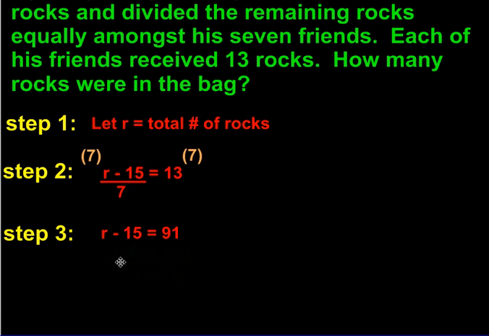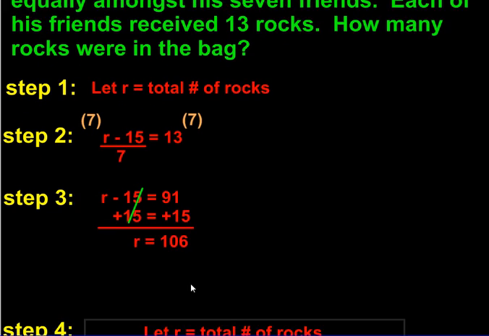Now, just like we've done in past equations, we want to get R by itself. So we're going to take this 15 and bring it over to this side. Since it's minus 15, we're going to add 15 on both sides, which is going to cancel them out. We can bring down our R and our 91 plus 15, and we find out that R equals 106.